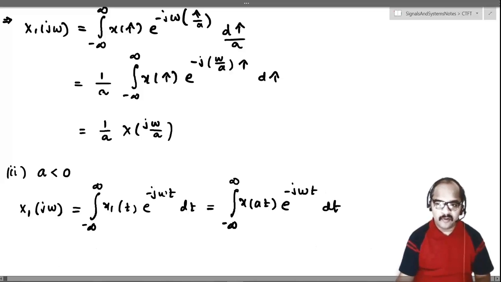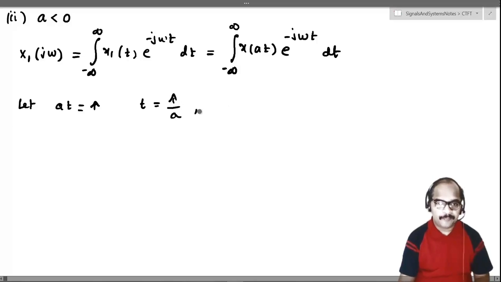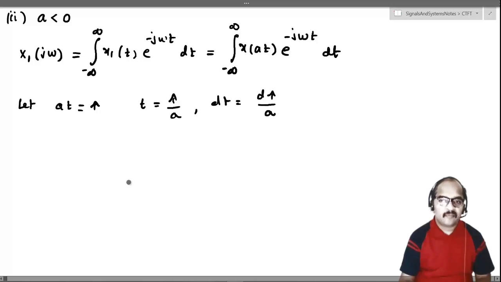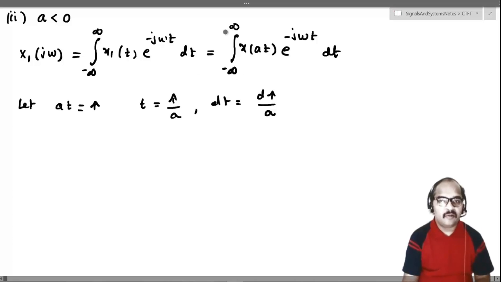As usual we will do the change of variables. Let at equal tau. Then we will get t equal to tau by a, so t is replaced with tau by a, and dt will become d tau by a. But note that a is negative. Because a is negative, what will happen to the integral limits? t varies from minus infinity to infinity, but when a is negative, the integral limits will become infinity to minus infinity.